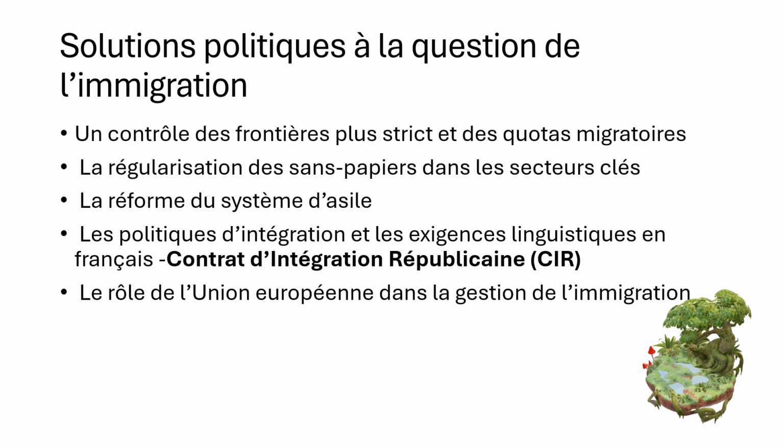Finally, the role of the European Union in managing immigration. As an EU member, France follows European migration policies, including border management through Frontex, which is also known as the European Border and Coast Guard Agency, and also agreements on asylum distribution. However, tensions exist between France and other EU countries regarding the responsibility for asylum seekers, particularly in cases where migrants first enter the EU through other nations such as Italy or Spain. France has called for a more balanced approach to sharing the burden of migration within the EU.